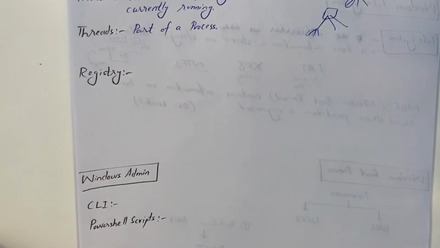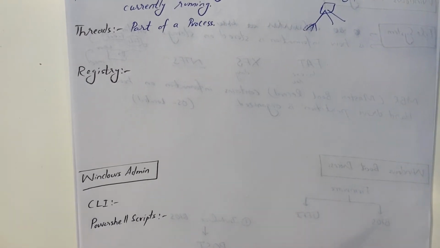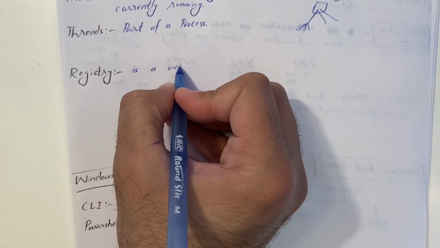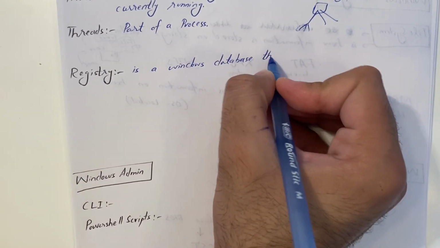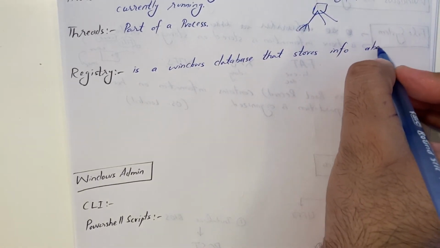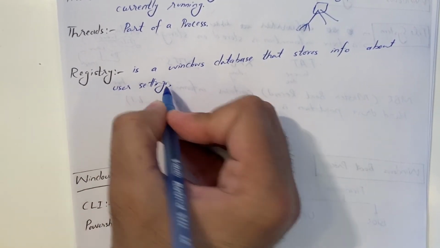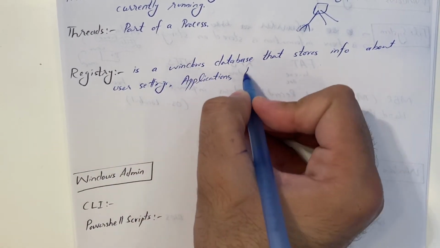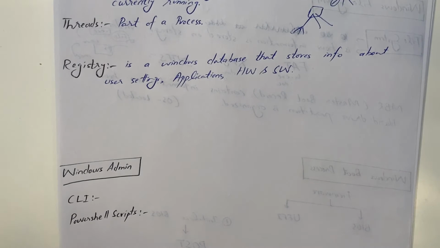Now let's come to the last agenda item for today. Sorry, it's the registry. Registry is basically a Windows database that stores information about user settings. In fact, settings, for example, applications, hardware and software. Everything which is associated with the user, hardware, whatever is a part of the computer, is basically stored in registry.